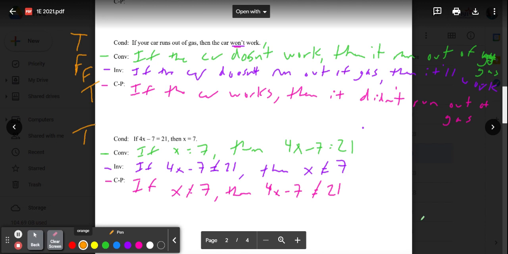Converse: if x equals 7, then 4x minus 7 equals 21. Again, plug 7 in right there. So 4 times 7 is 28, minus 7 is 21. True.